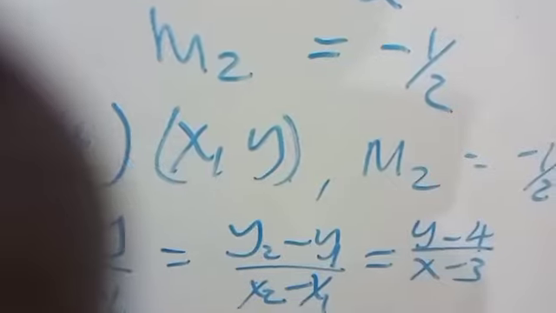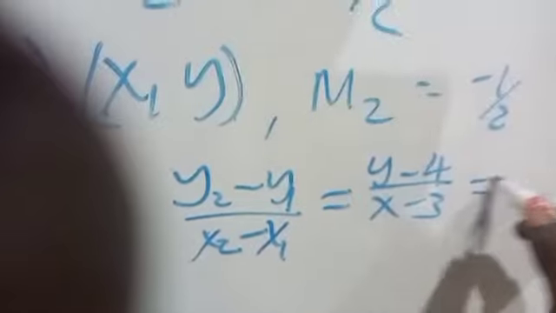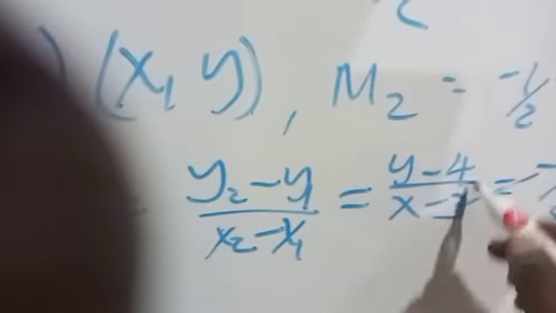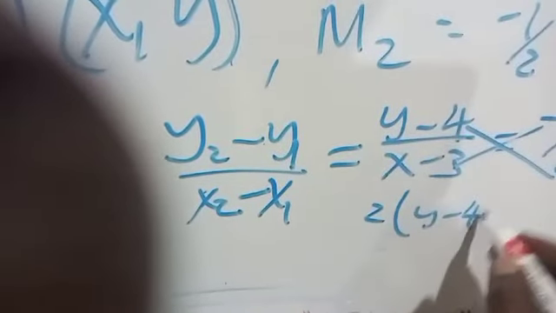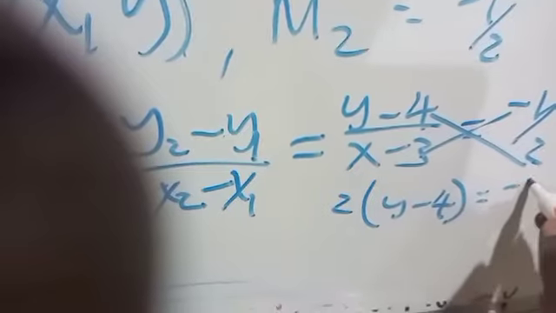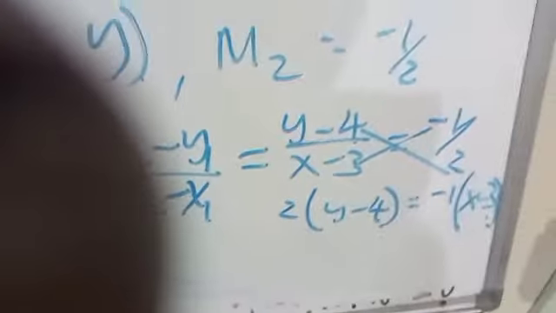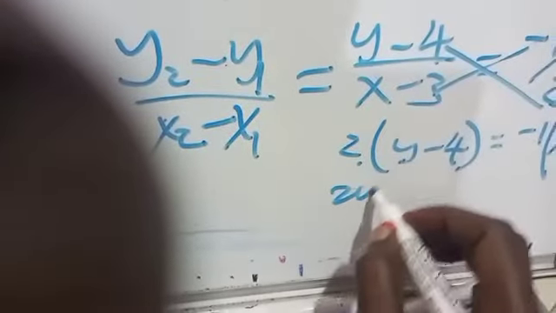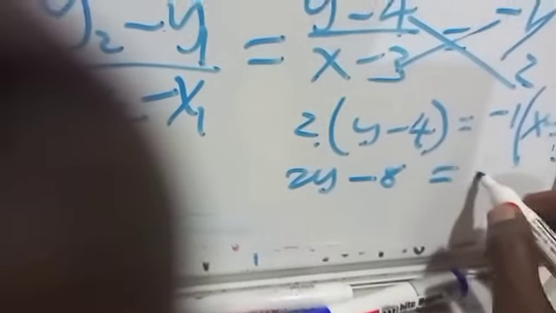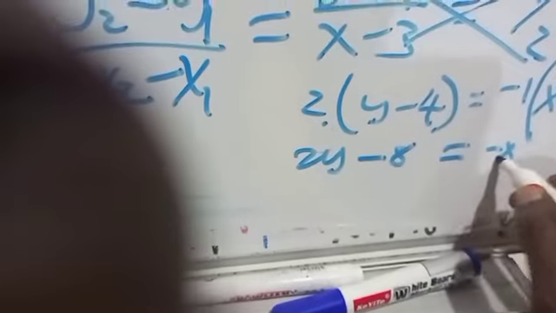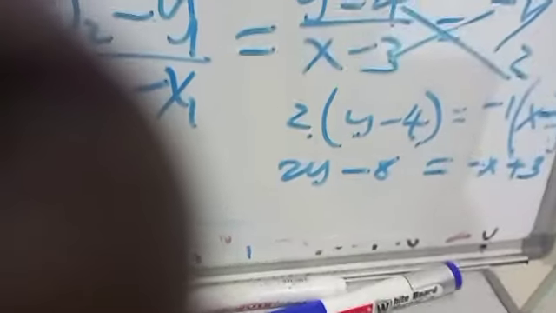because y2 is y, y1 is 4, x2 is x, and x1 is 3. So this answer is equal to -1/2. So we can cross multiply here. We will get 2 bracket y minus 4 bracket equals -1 times x minus 3, close the bracket. So this one will be 2y minus 8 equals -x plus 3, because negative times negative is positive.